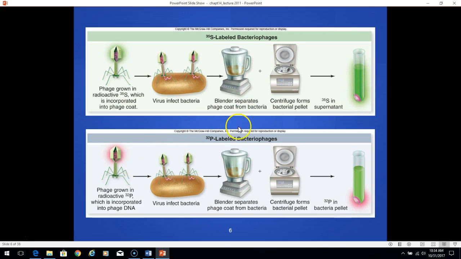Now, phosphorus is used in the phosphodiester backbone of DNA, so between every nucleotide is a phosphorus, and so this is a good way to track DNA. Here they're using the phosphorus-labeled bacteriophage, and the same exact procedure was followed as was done up here at the top. And what we see now is that the bacteria pellet is actually radioactive, which suggests that DNA was what the bacteriophage injected into the bacterium.